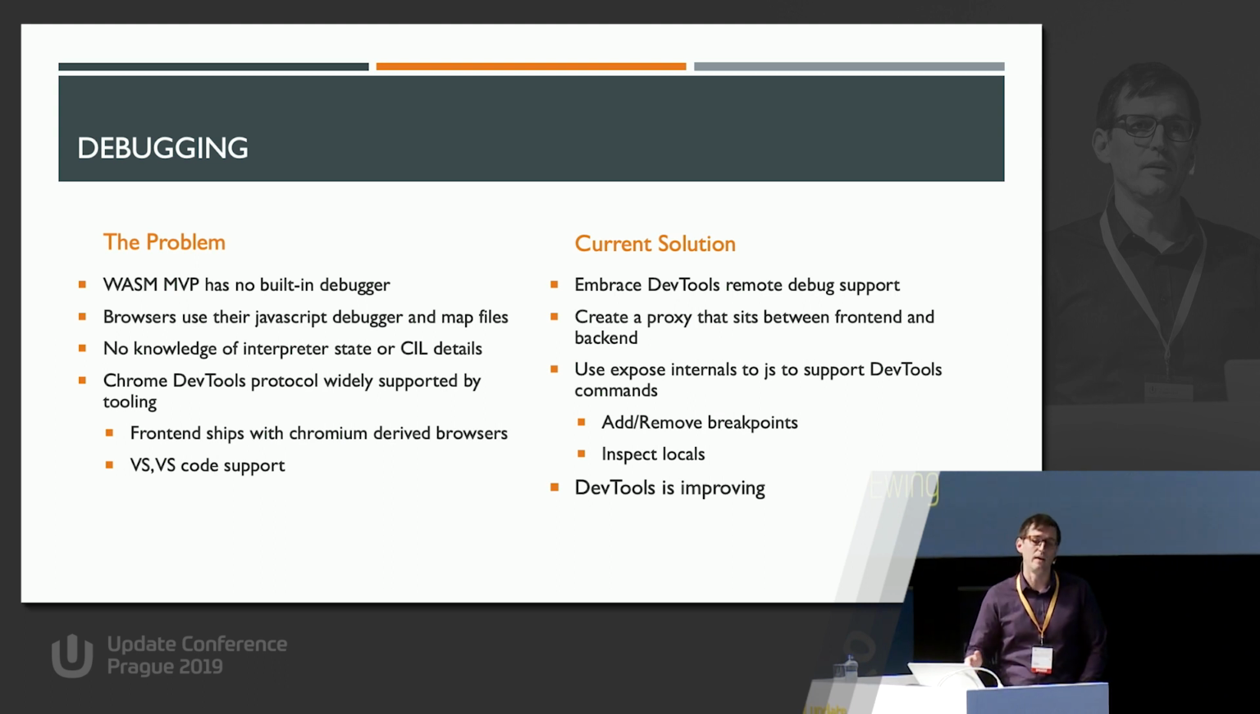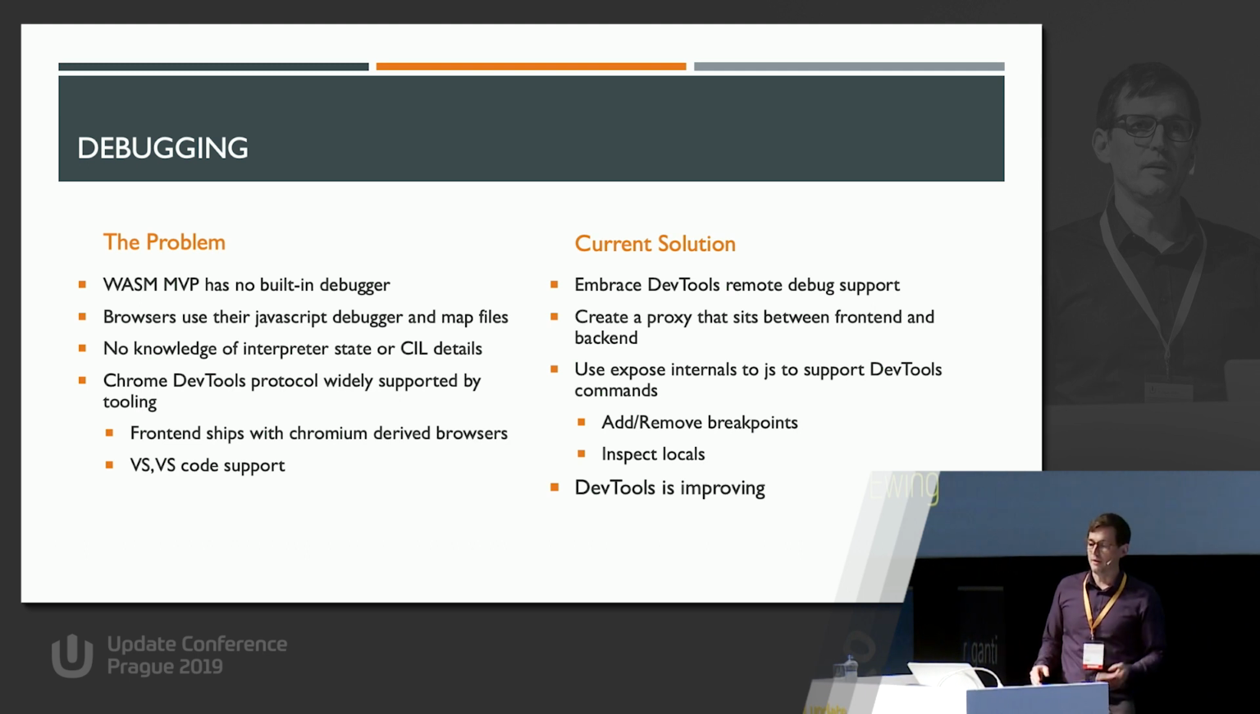And even recently, I think at least Chrome has defined a way to do DWARF debug symbols inside WebAssembly, and so now the Chrome debugger understands that. It helps us some, but it doesn't help with the problem of the runtime state.